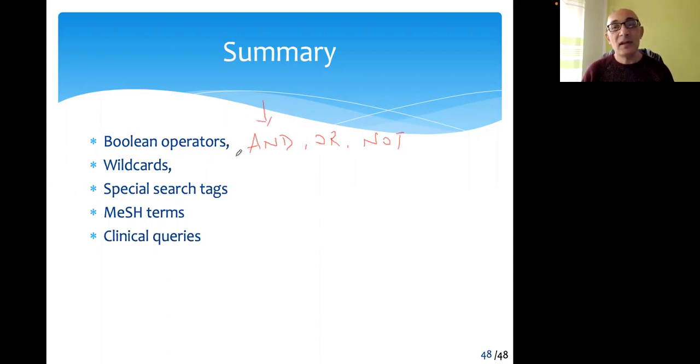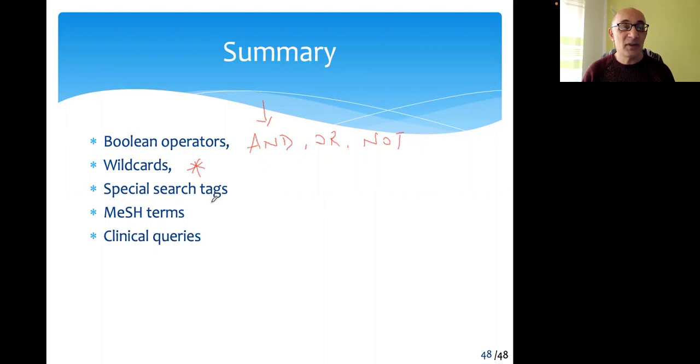So if you leave the gap between the words empty, it means there is an AND. Computer considers an AND between the words. Then we have the wildcard. Wildcard is this star or the multiplication sign, which helps us to search different versions of a word.